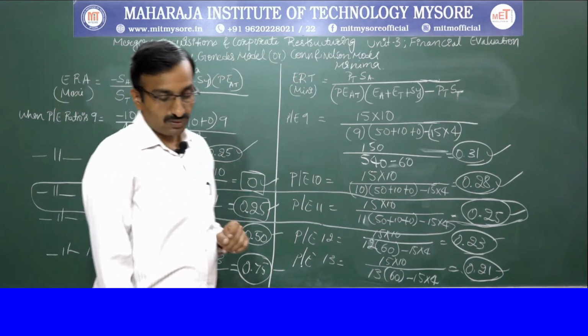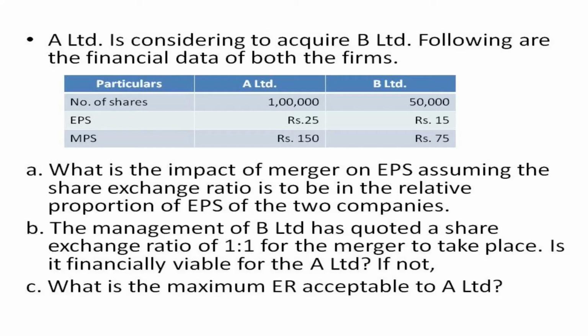Okay, so next moving on to another type of problem. By considering maximum exchange ratio, we can take it. So kindly write down. I'll just go through that. A Limited is considering to acquire B Limited. Following are the financial data of both the companies. They have given A Limited and B Limited values, number of shares, EPS, market price per share.